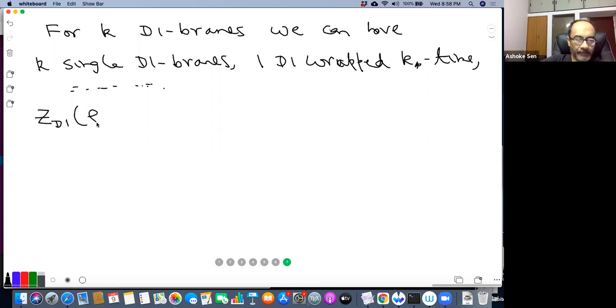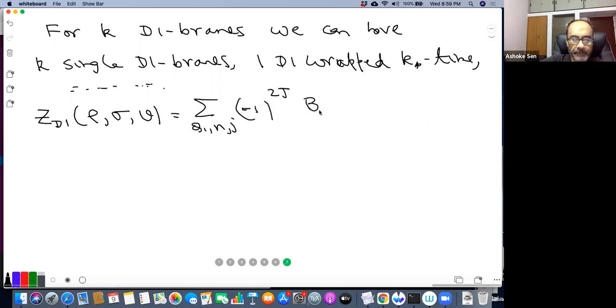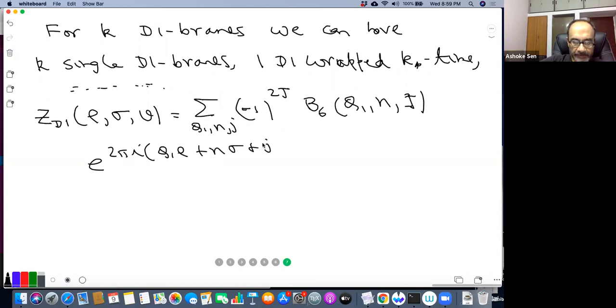So Z D1, the final answer that we get, okay, let me write this first. Q1, n, j, the definition, minus 1 to the 2j, d6 of Q1, n, j. But this is only for this D1-D5 relative motion. And then e to the power 2 pi i Q1 rho plus n sigma plus j v. So this is given by the following expression.